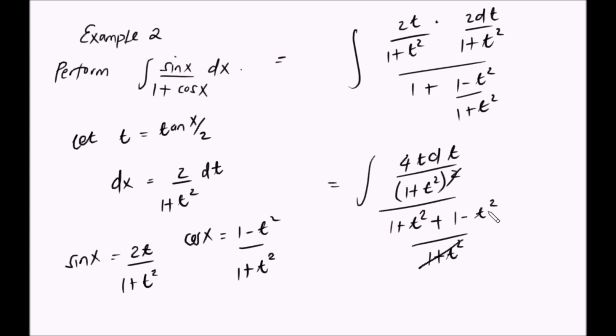So itabaki nini? T squared minus t squared itakuwa 0, right? So itakuja kuwa ni sawa na nini? Hapa tabaki na mbili tu, 1 plus 1 ni 2. So tutakuwa tuna 4t dt over 2 times 1 plus t squared. Yes.